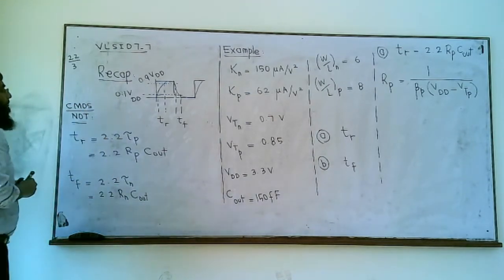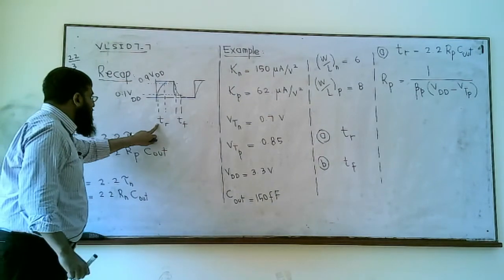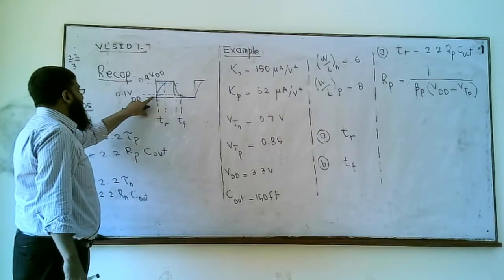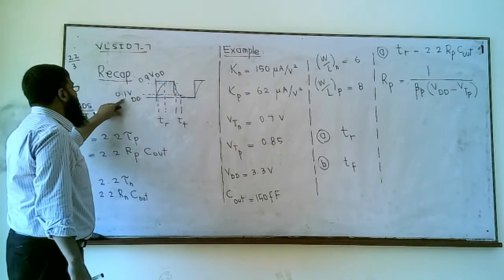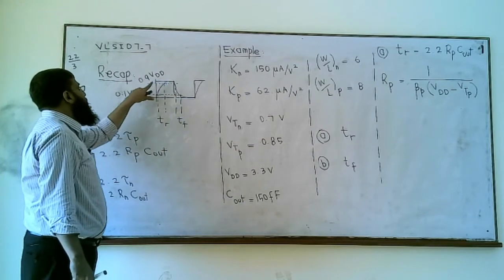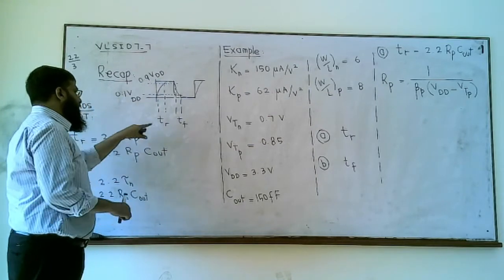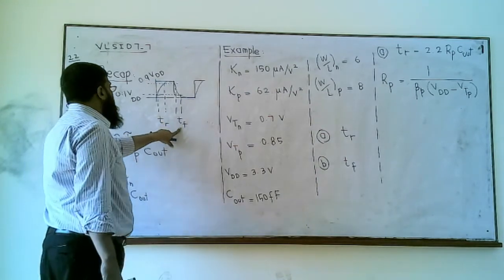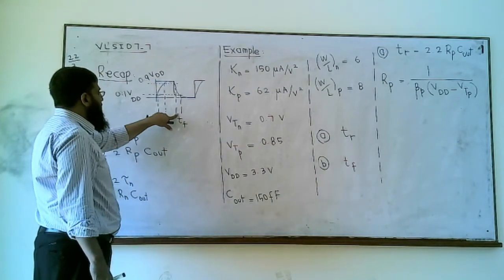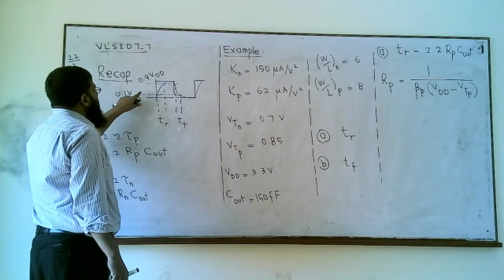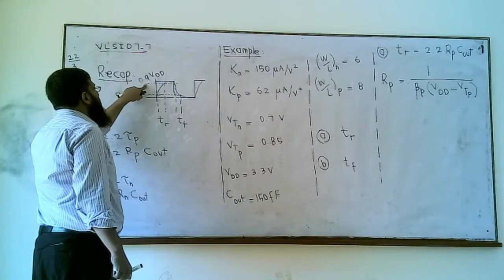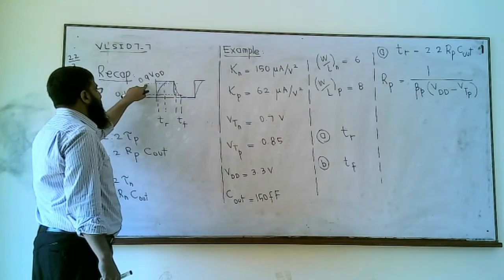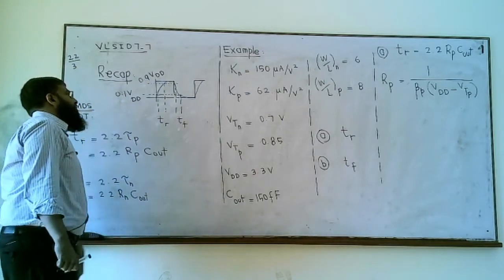We studied that rise time delay is conventionally reported as the time in which the output signal, this blue one, rises from 10% of VDD to 90% of VDD. The time in between, we call the rise time delay. Similarly, the fall time delay is conventionally written as the time in which the output signal falls from 90% of VDD to 10% of VDD.